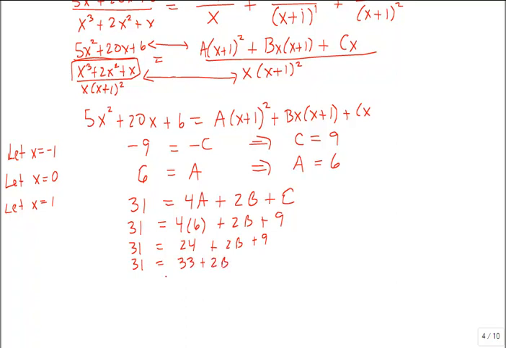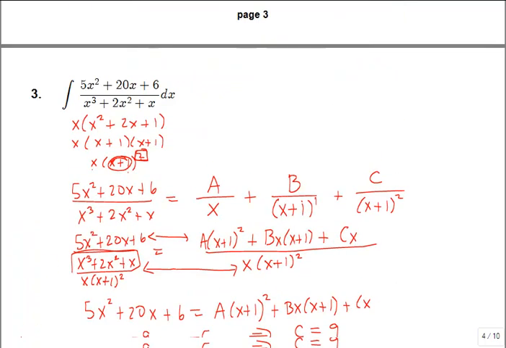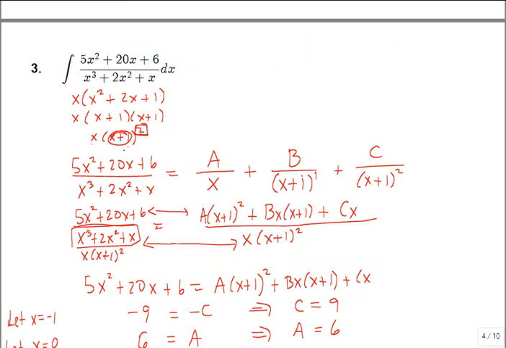So when I subtract 33, I'm going to get a negative 2, and when I divide by 2, that tells me that b is going to be negative 1. So with a little bit of arithmetic here, sometimes a lot of arithmetic here, you can find out what these three coefficients need to be able to break this yucky fraction into three simpler fractions.